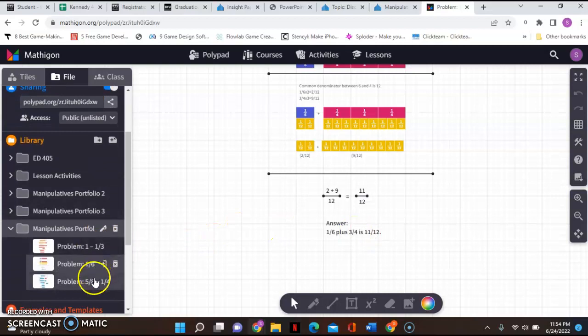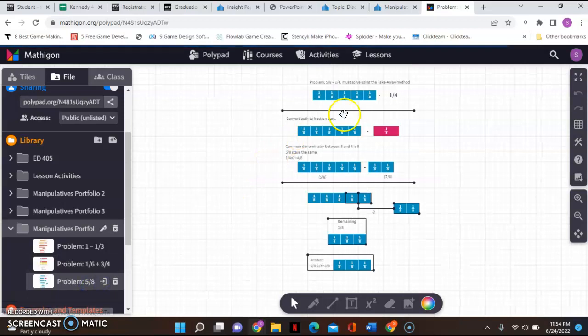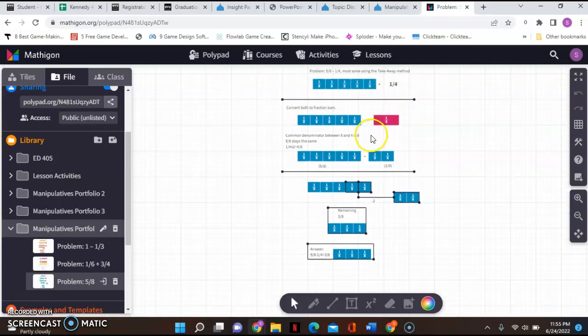Next, we look at the problem 5/8 minus 1/4. So we have the original equation here using the fraction bars. And so I had to find a common denominator between 8 and 4. And so what I discovered was that the common denominator between 8 and 4 is 8.